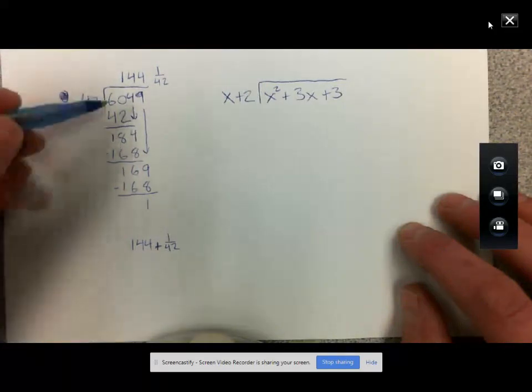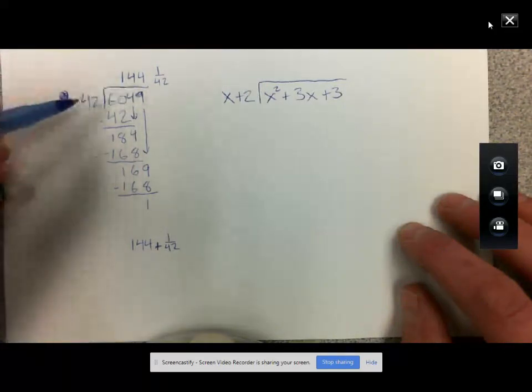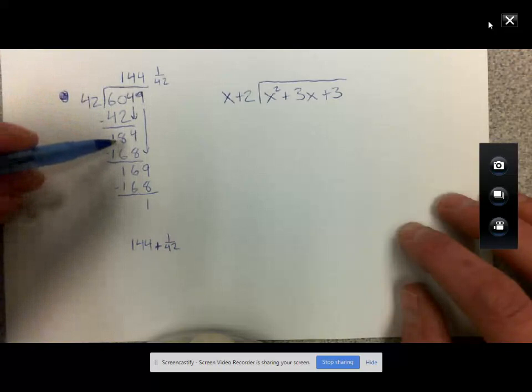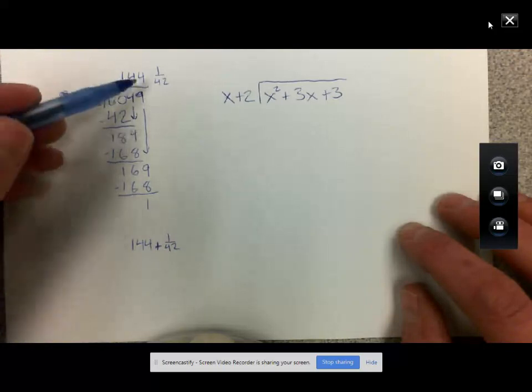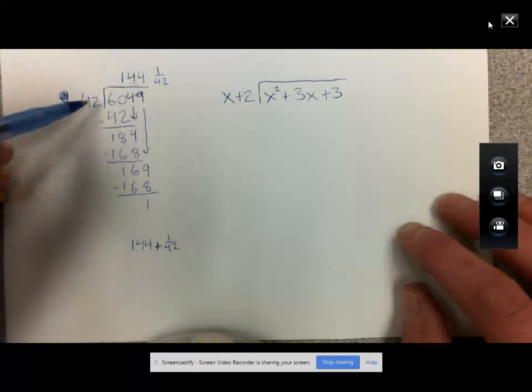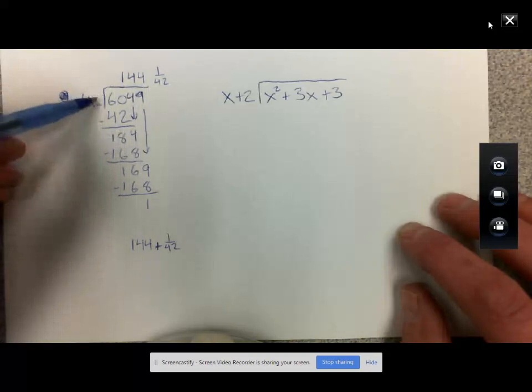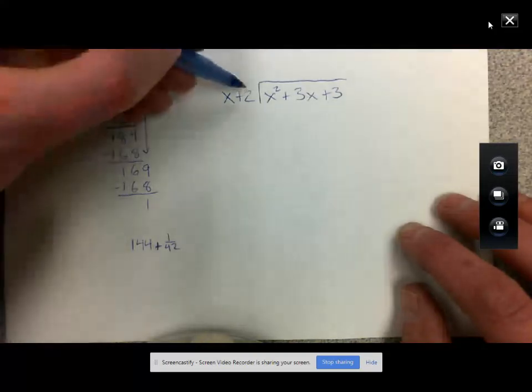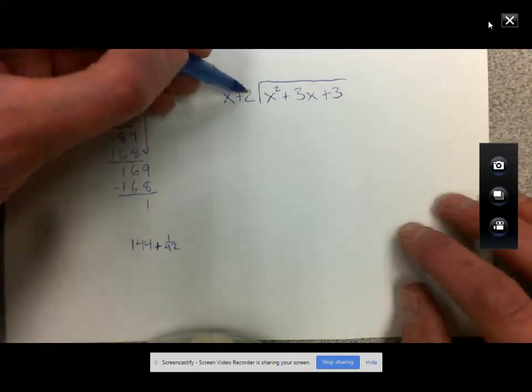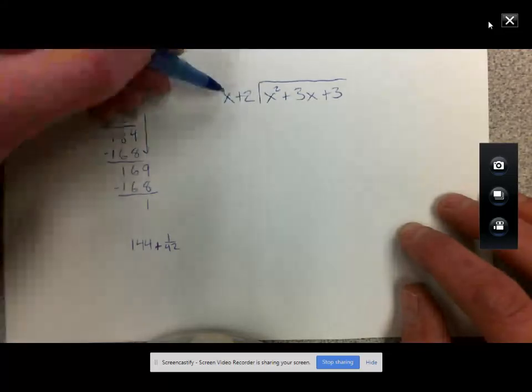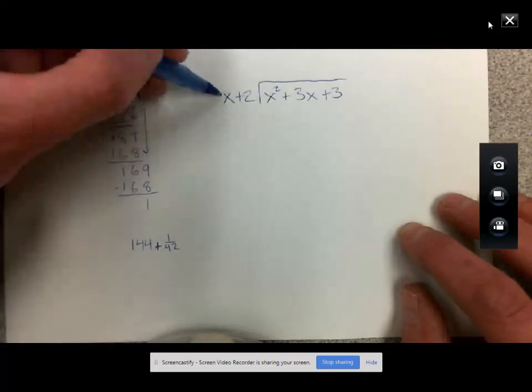Same thing down here. When I was looking at something times 42 gives me 184, or close to 184, I wasn't really looking at the 4. I knew that 4 times 4 was 16, and that would give me pretty close to 18. So I wasn't concentrating on that ones place. We're going to do the same thing here. We're not going to concentrate so much on this plus 2. We're really going to concentrate on this x.